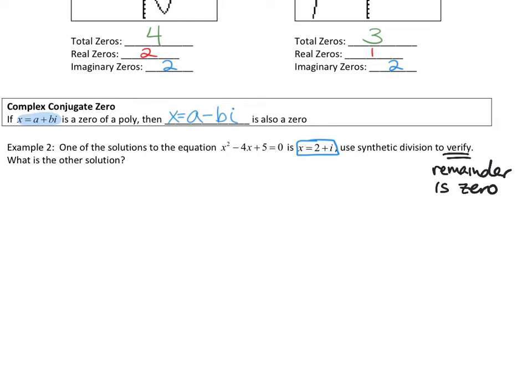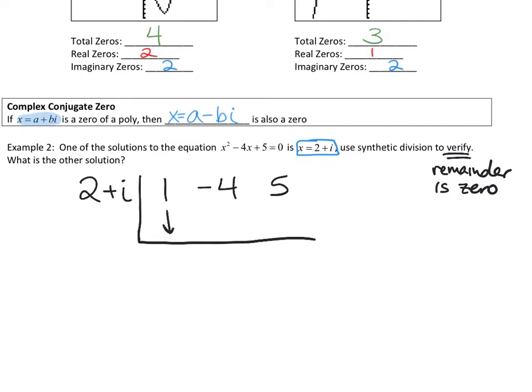Okay? So we set up synthetic division. I'm going to have 2 plus i as the number I'm dividing by. Don't panic. We have the numbers 1, negative 4, and 5 as my coefficients. The steps to synthetically divide are bring down, multiply. Now, I'm multiplying 2 plus i times 1. What is 2 plus i times 1?